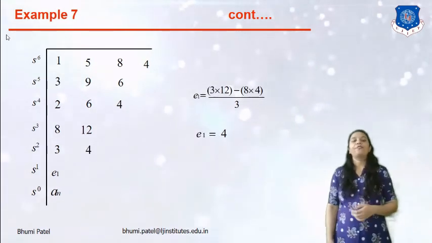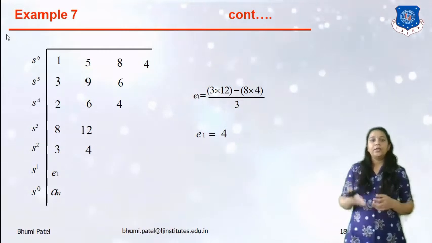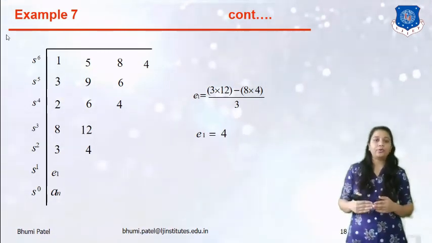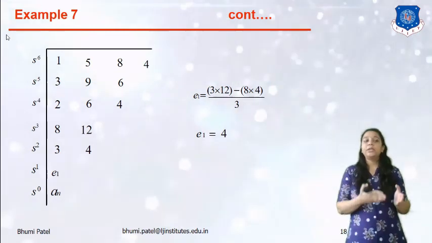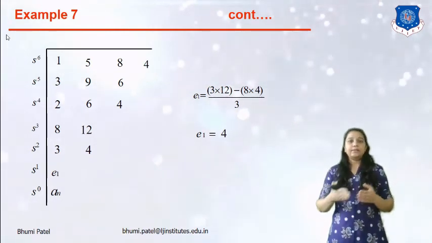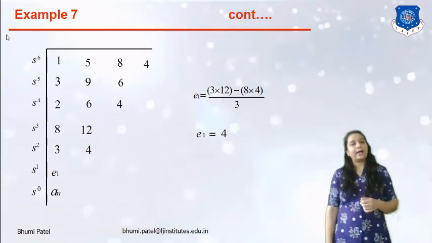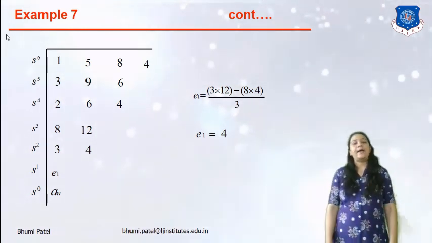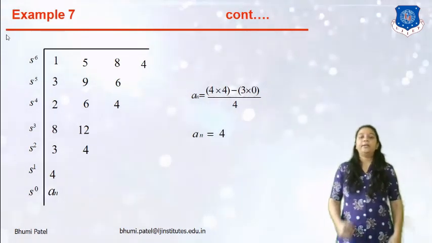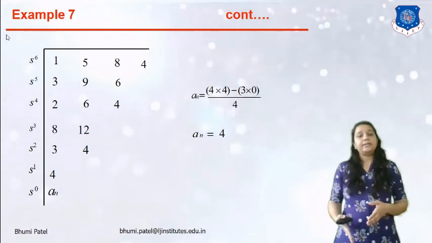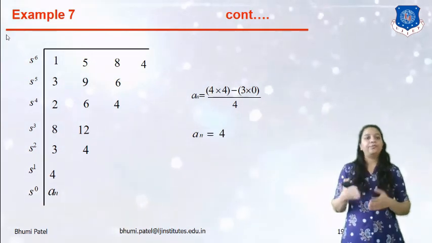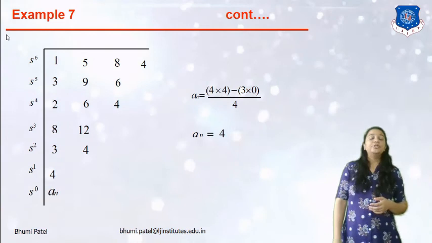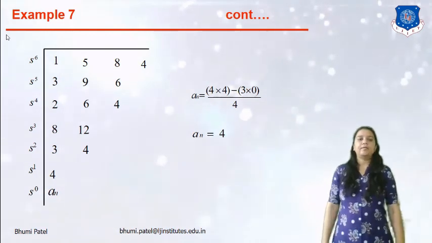Now next we have to find the value of e1. Here we consider only the 4th and 5th rows. So the equation will become 3 into 12 minus 8 into 4 divided by 3. So we get e1 is equal to 4, and the last step is to find an, and an is equal to 4 into 4 minus 3 into 0 divided by 4. So we get an is equal to 4.